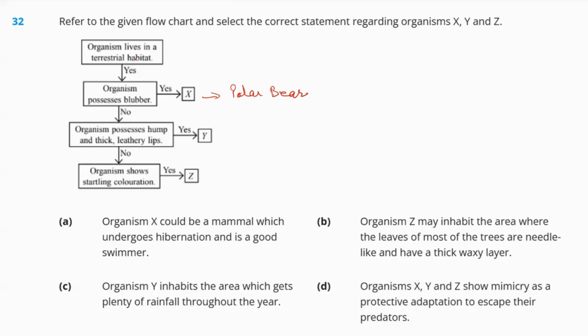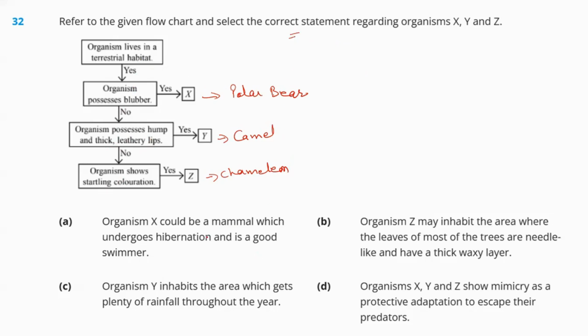Then Y is a living terrestrial habitat organism, no blubber, but it possesses thick and leathery hips. It would be camel. Organism living in a terrestrial habitat, yes. Blubber is not there. Thick, leathery hips, hump is not there. Organism shows startling coloration. It would be your chameleon. Right now, we need to find the correct statement about it.